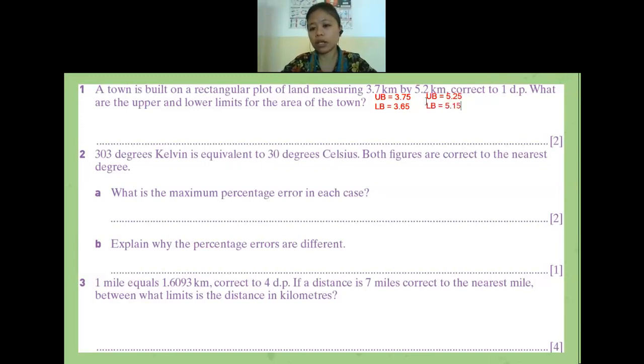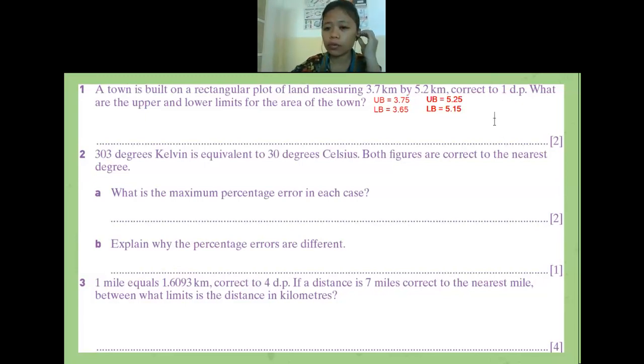Is there anyone who has difficulties or is confused? No? If no one has difficulties, then let us find the upper and lower limit for the area of the town. So what is the upper limit for the area of the town? You can use a calculator. What is the upper limit of the area?